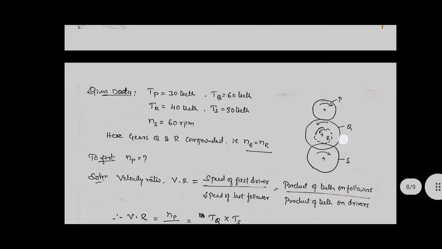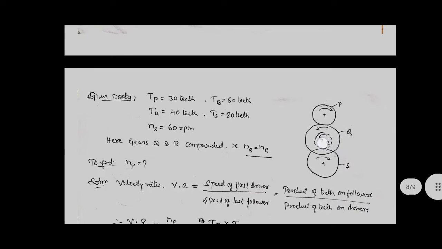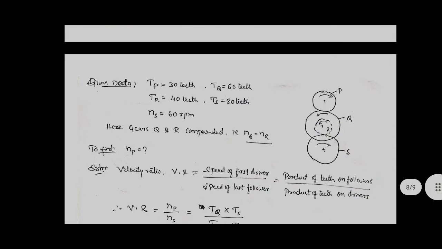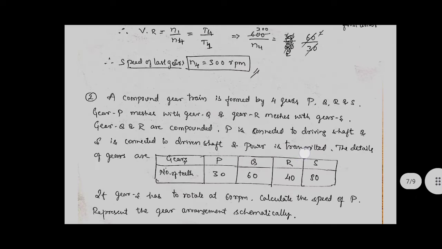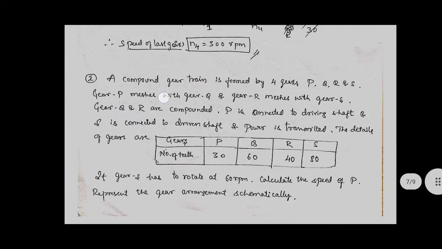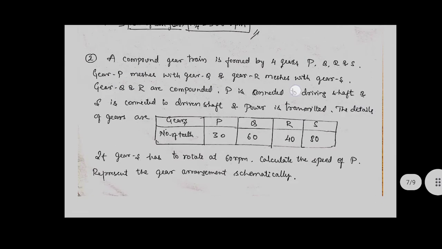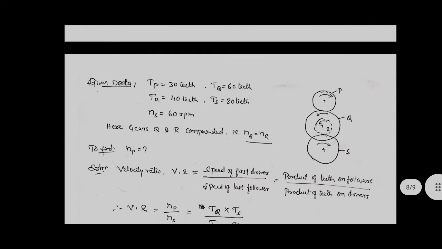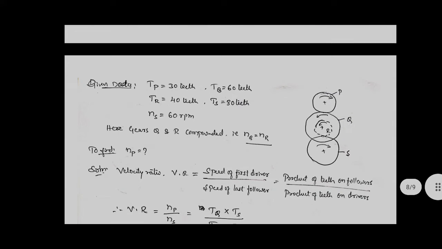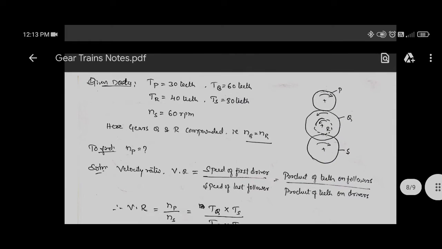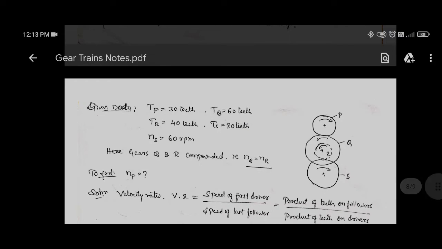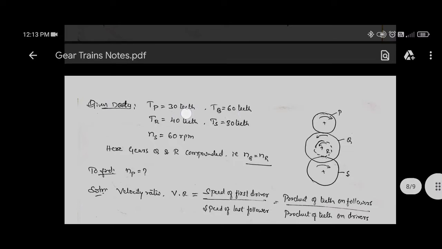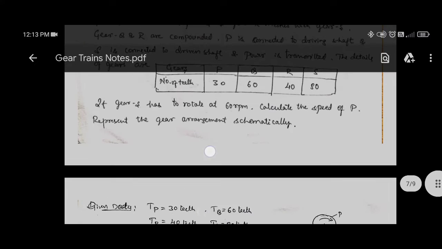This is P. Q and R are on the same shaft, so you can write the gear formation in this form, and S is here. You can see P is meshing with Q, and R is meshing with S. Okay, so P is meshing with Q and R is meshing with S. This is also given here, so you can take the velocity ratio easily. You can see the values given here.